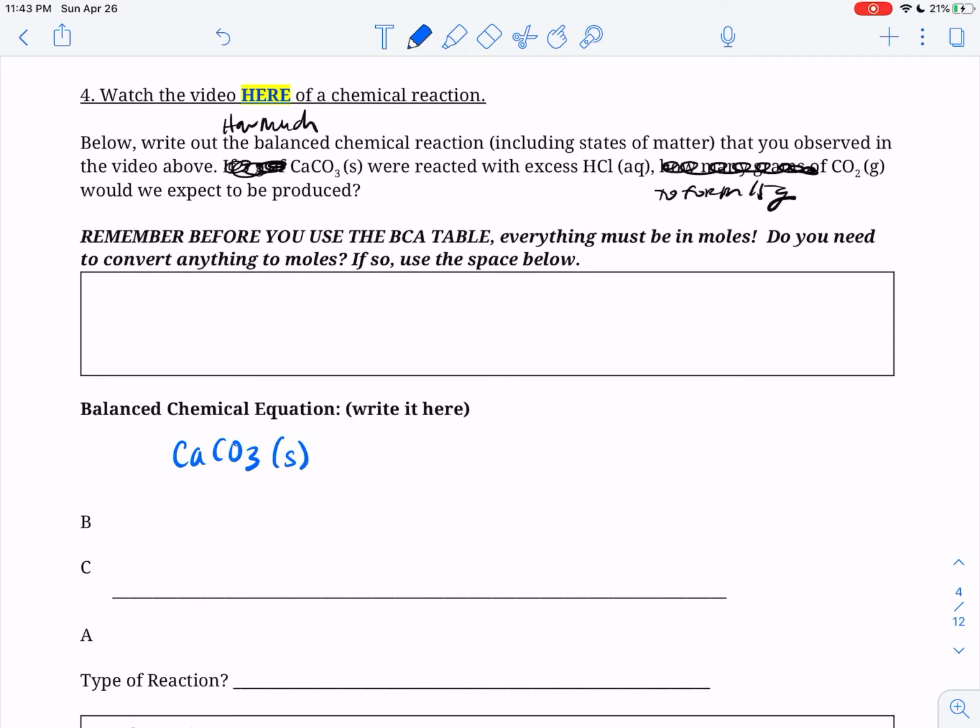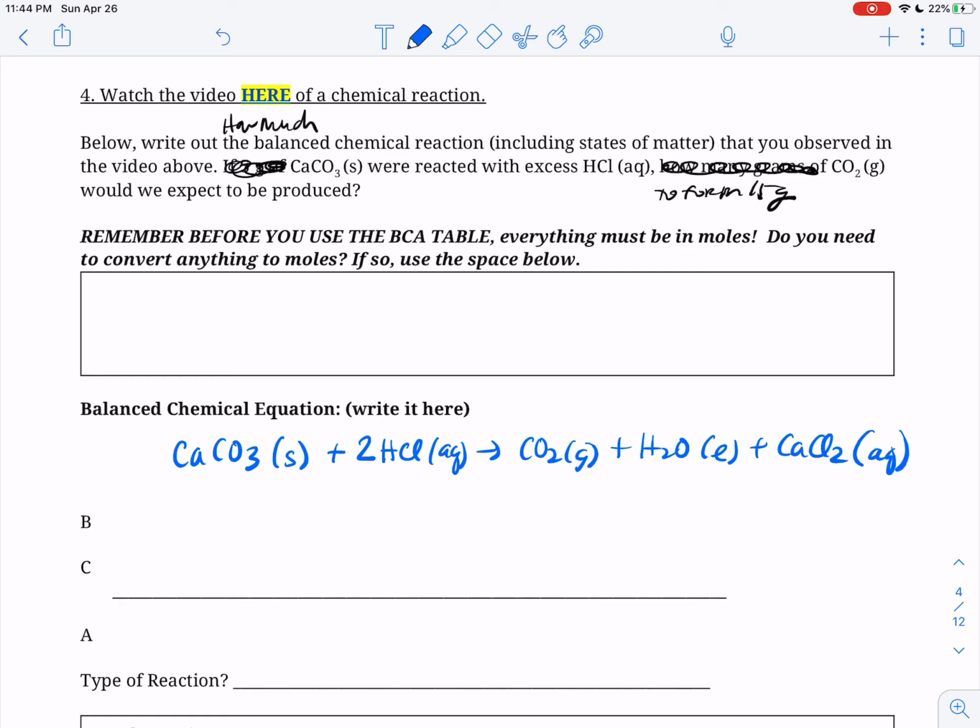CaCO3 solid was mixed with HCl aqueous, okay, to form CO2 gas, liquid water, and CaCl2 aqueous. Okay, and I think that this is balanced. I think it already gave it, oh no, it didn't give it to us balanced. I thought it did. That would have been nice. Okay, so I see Cl2 on the right, so I know I'm going to have to stick a 2 here. Okay, so let's see if hopefully that might solve it all. 1 calcium, okay, 2 hydrogens, 2 hydrogens, 3 oxygens, 3 oxygens. Okay, that was pretty easy.